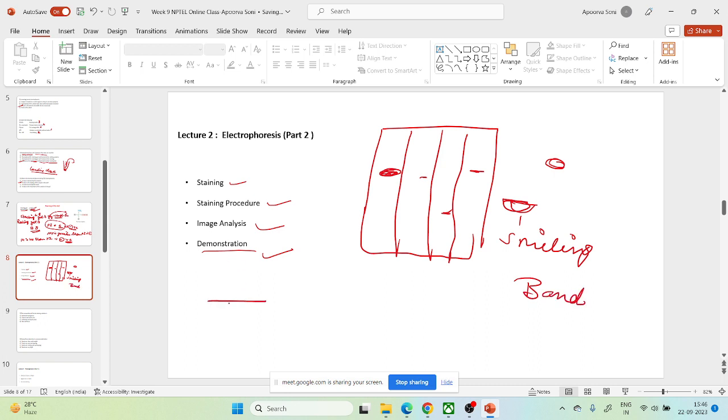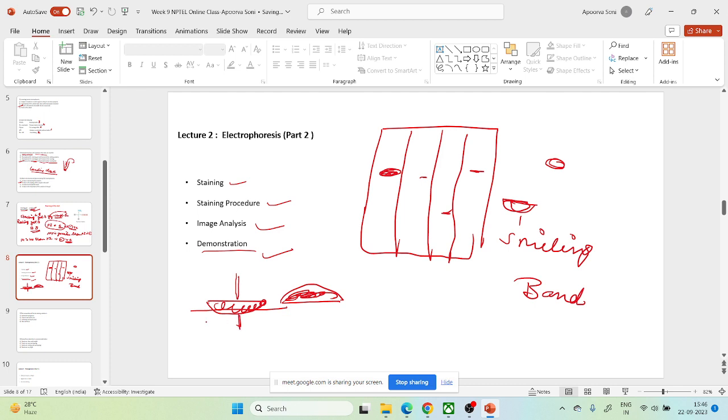So your band can be like this. Your band can come like this also. So your bands can come like this. Now if you want to calculate the size of the band, what will you do? Whether you will take from here or you will take from here. So the best way is either you take from the center, or you take from here also, you take from here also, and you take the average.